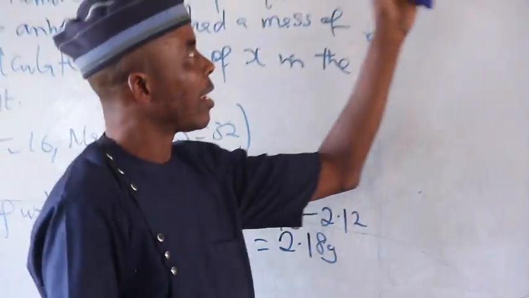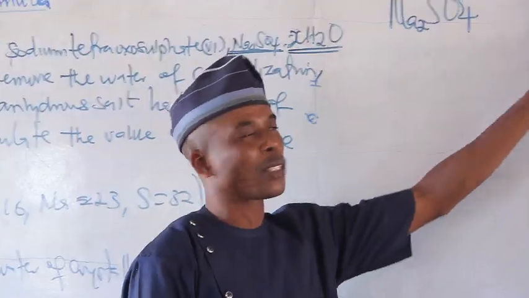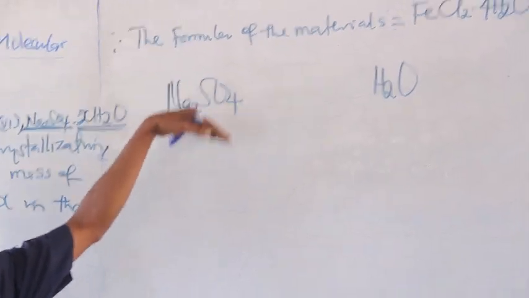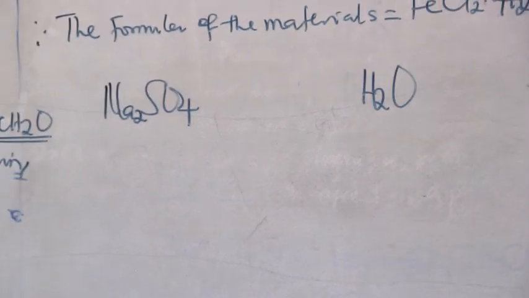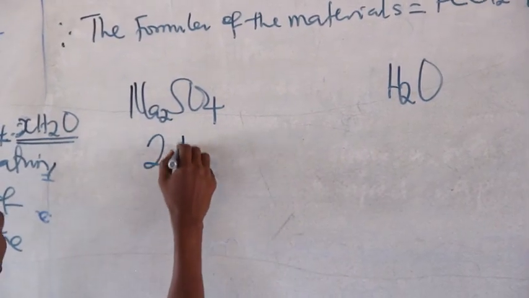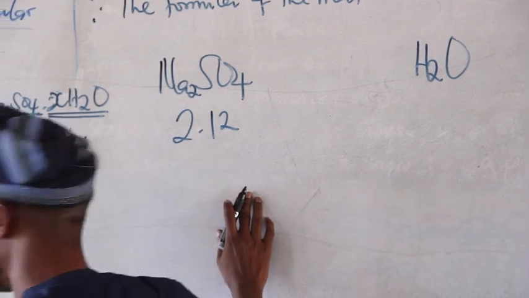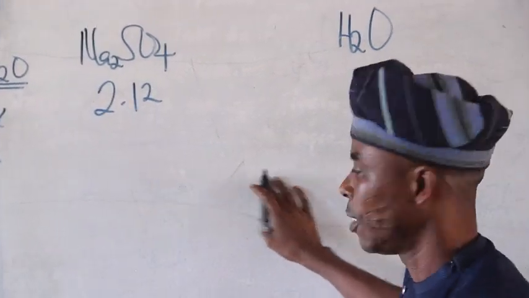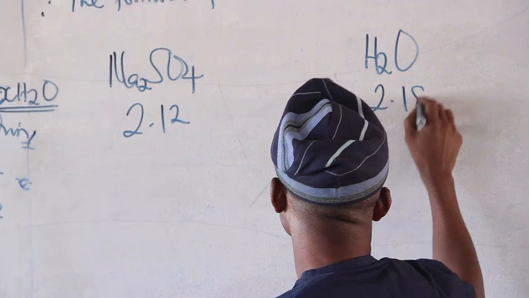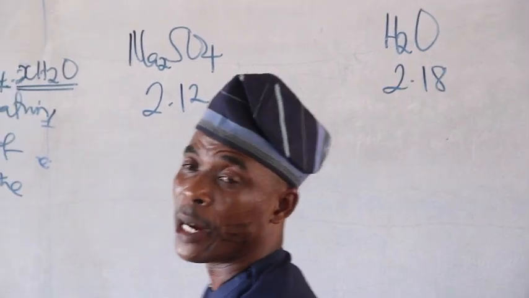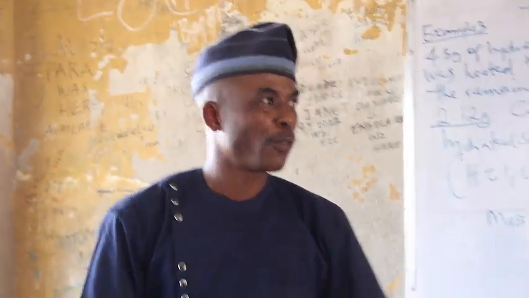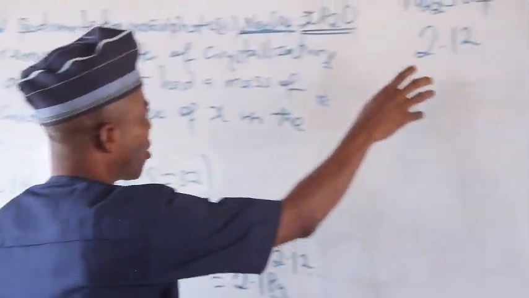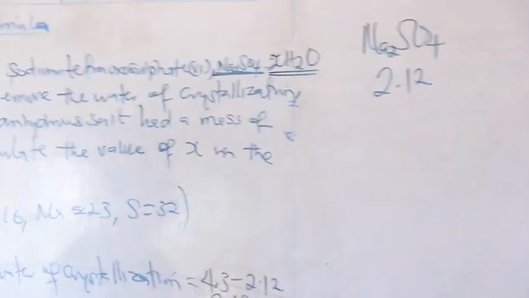We have broken the hydrated salt into anhydrous salt and water of crystallization. So let us write the mass of anhydrous salt: 2.12. And the mass of water of crystallization: 2.18. What do we do now? Divide by the molar mass. What will be the molar mass of anhydrous salt? Now quickly do the calculation.